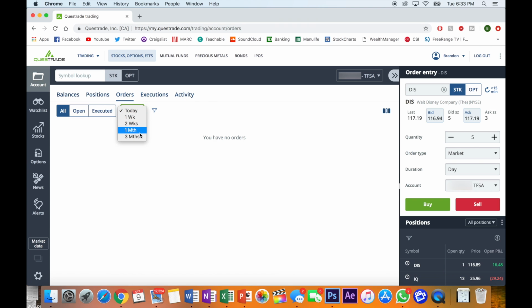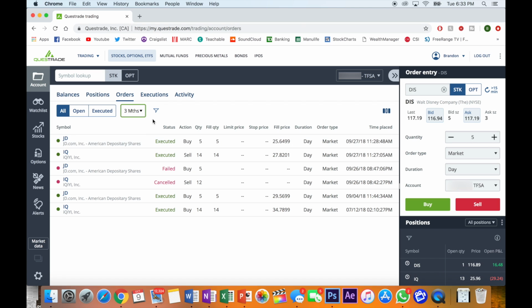Let's again toggle this to a 3-month time frame, and this does show us a history of the orders that we place, so the trades that we've made. As we can see with these little green dots, or represented in green here, these were ones that were successfully executed.